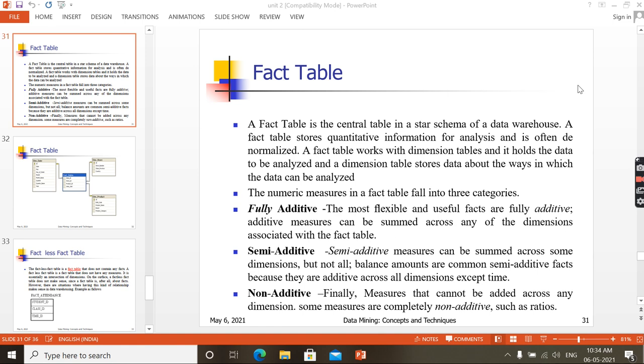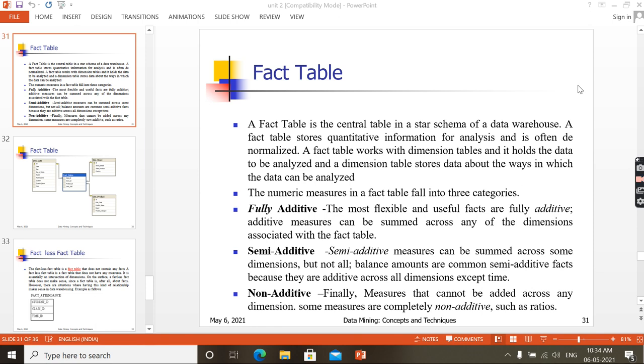It is the central table that is fixed. It contains dimensions and measure values. It is denormalized. It cannot be subdivided into other number of tables. It is fixed, so it is not divided. A fact table works with dimension tables and it holds the data to be analyzed, and dimension table stores the ways in which the data can be analyzed.